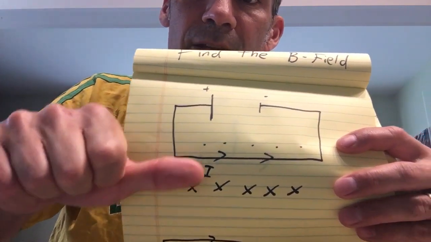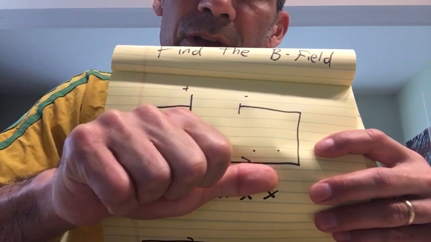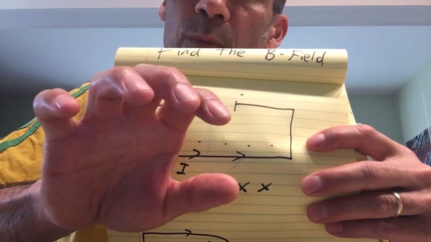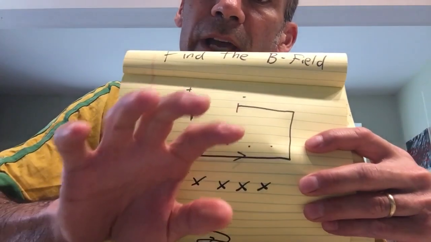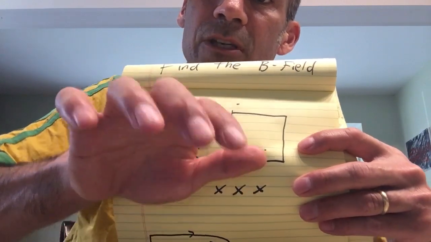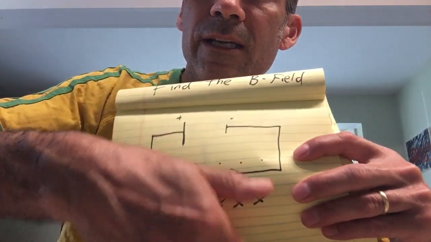You take your right hand, point your thumb in the direction of the current, and your fingers will point in the direction of the magnetic field. So notice above the wire they're pointing out of the page, and below the wire they're pointing into the page.